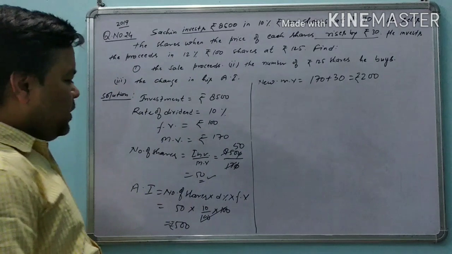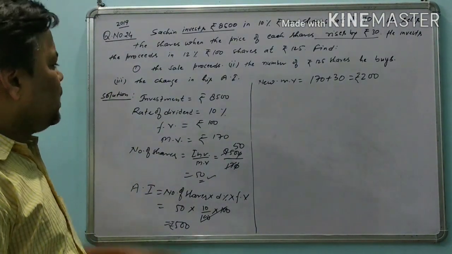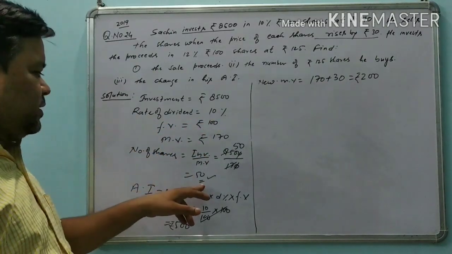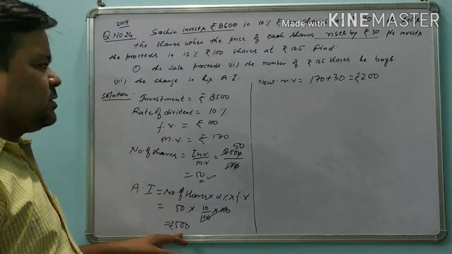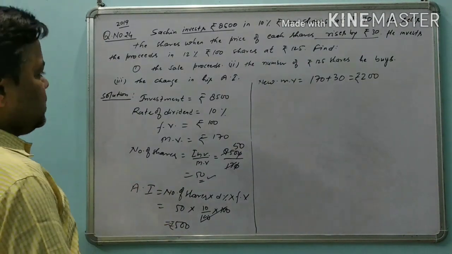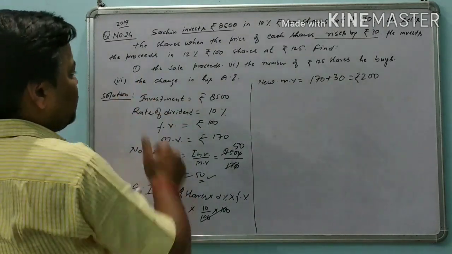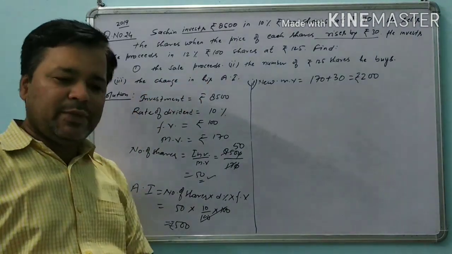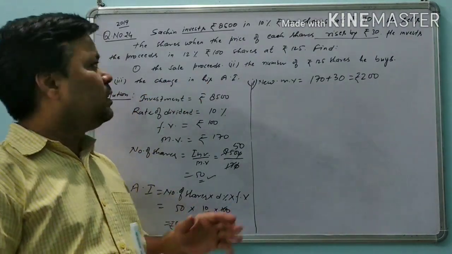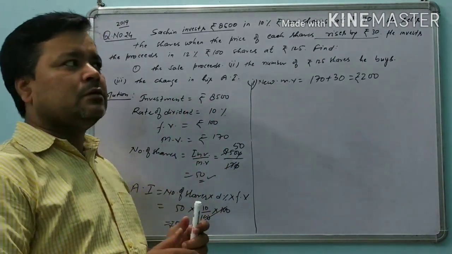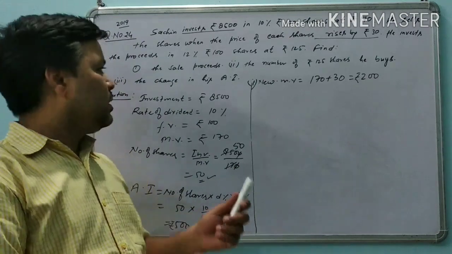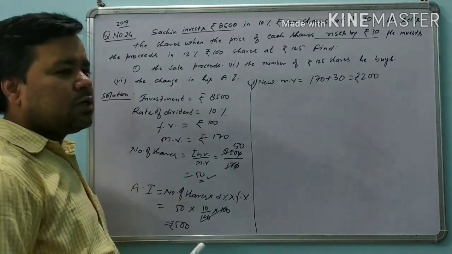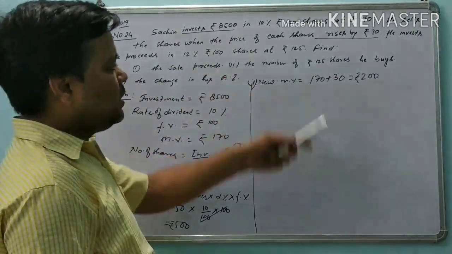Okay, 200 rupees. What we did first: we found investment, rate of dividend, face value, market value. The number of shares is 50, and the annual income is 500 rupees. But these are the basic things about the question. Now, to find the answer to the first question, the sale proceeds: sale proceeds means that amount whatever the investor, means Sachin, wants to invest in the other company.